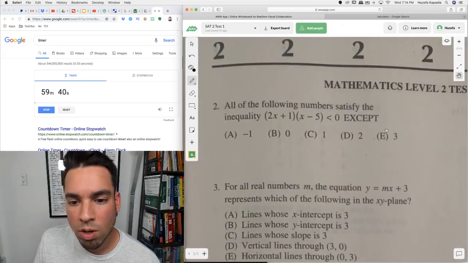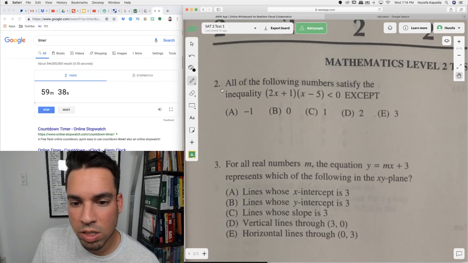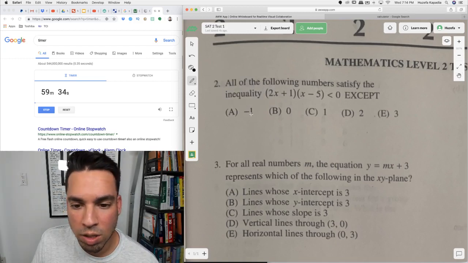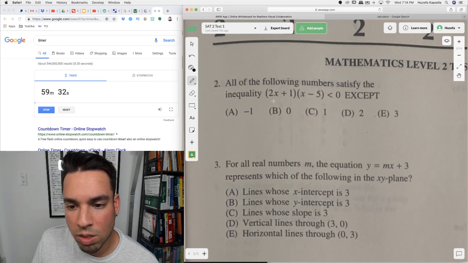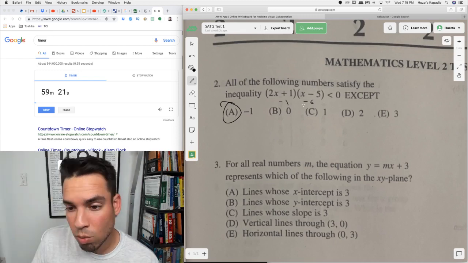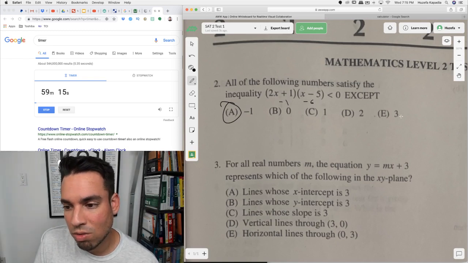Number 2, all the following numbers satisfy the inequality except. All right, I'm just going to plug it in. Negative 2 plus 1 is negative 1 times negative 6. What's this one? Because this one would be 1 times negative 5. That works. This would be 3 times negative 4. That's negative. This would be 5 times negative 3. This would be negative 2. Yeah. So it's only negative 1 that doesn't work.